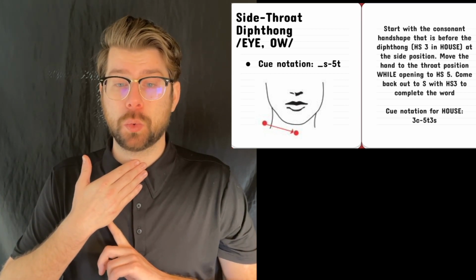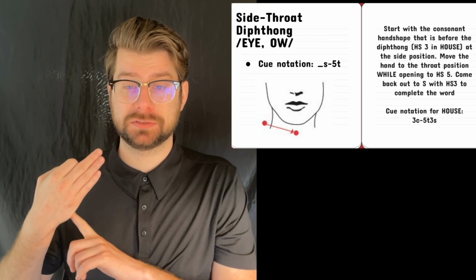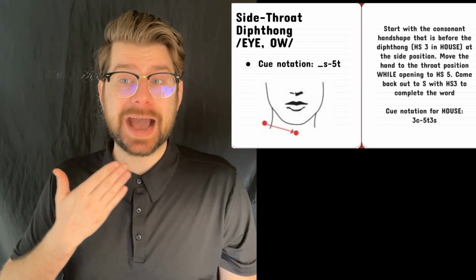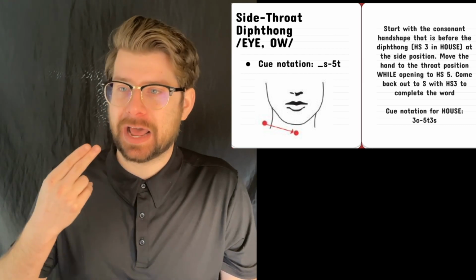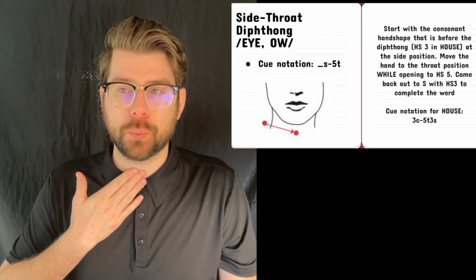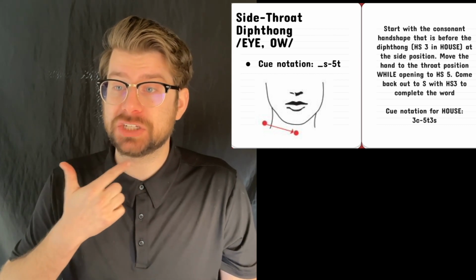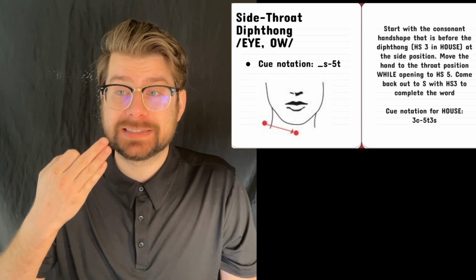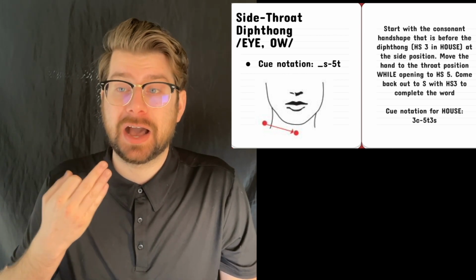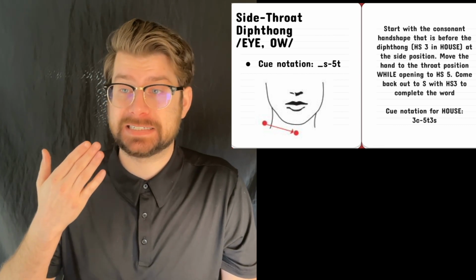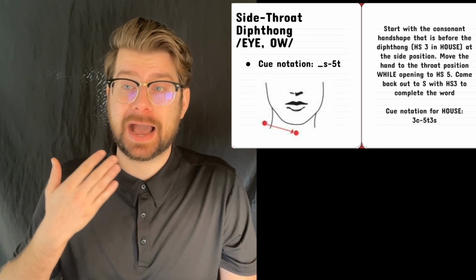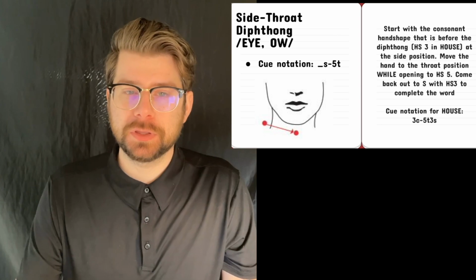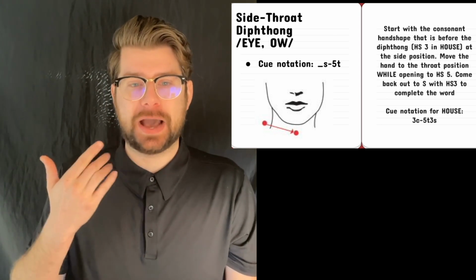How? So just how would end at the throat. How. And the cue notation for how would be 3C hyphen 5T. How. Now to practice with that one.